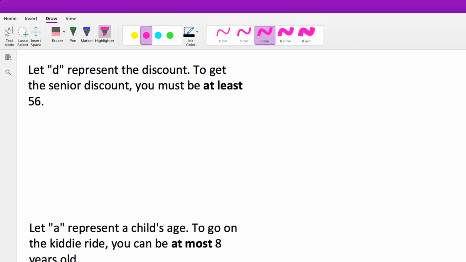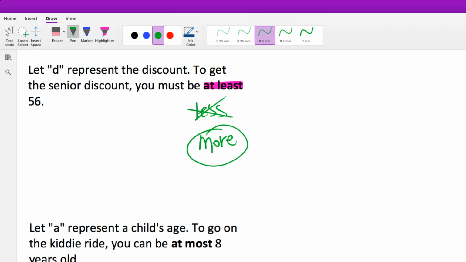To get the senior discount, you must be at least 56. At least, what does that mean? That means you can't be less. You can't be less than 56. It means you can be more than 56. You can be more, older, or you can be exactly 56. Now you might be thinking, okay, we understand that. Why do you have to explain this to us?